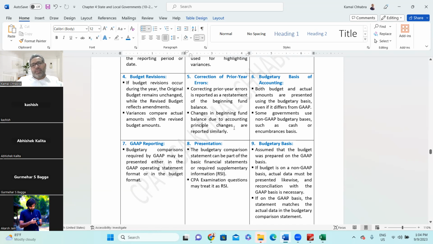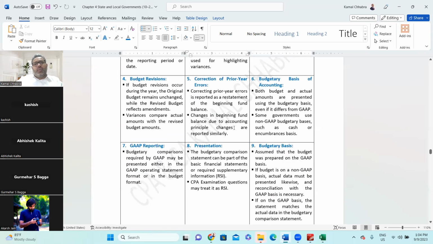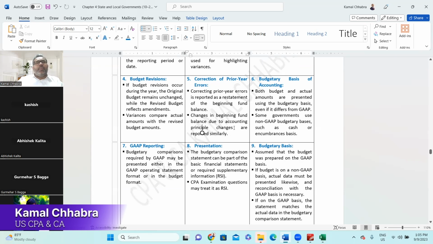Next one is budgetary basis of accounting. Both budget and actual amounts are represented using budgetary basis, even if different from GAAP. When you are making a budgetary representation, or a disclosure of budgetary comparison, you are not required to follow GAAP. You are required to follow the information generally used by internal management, so that the outside world can also understand through which lens the management sees the budget versus actual comparison. It is not mandatorily required to be GAAP.